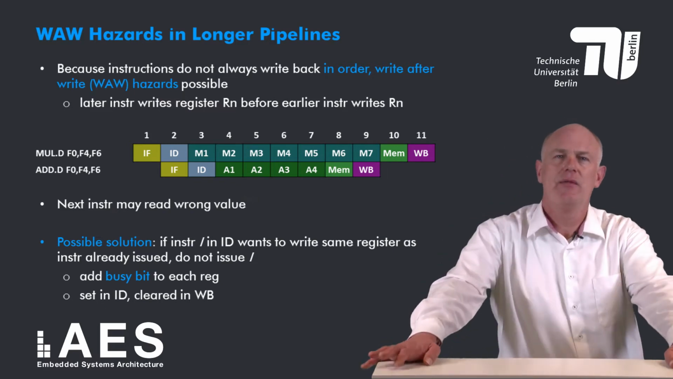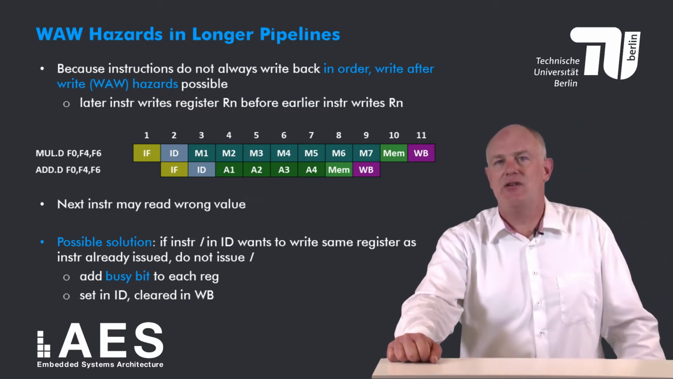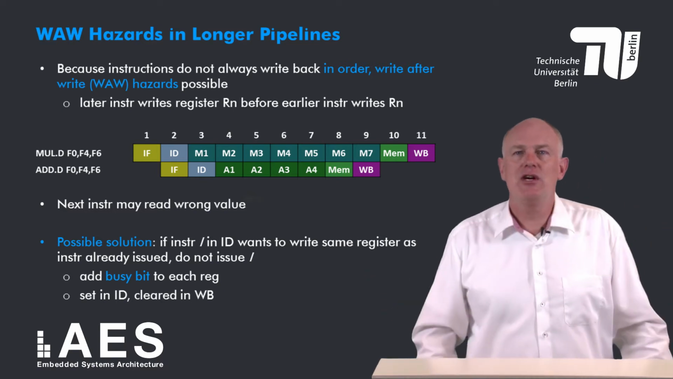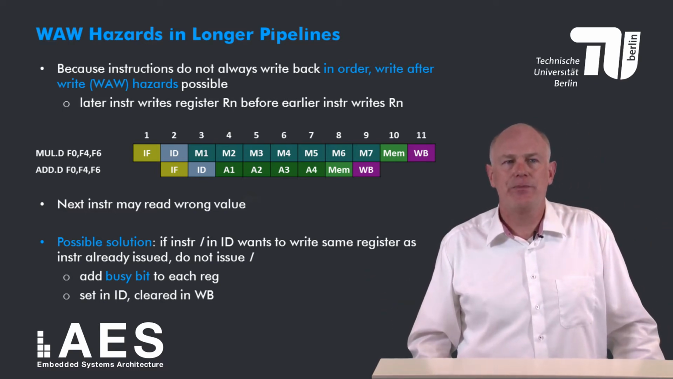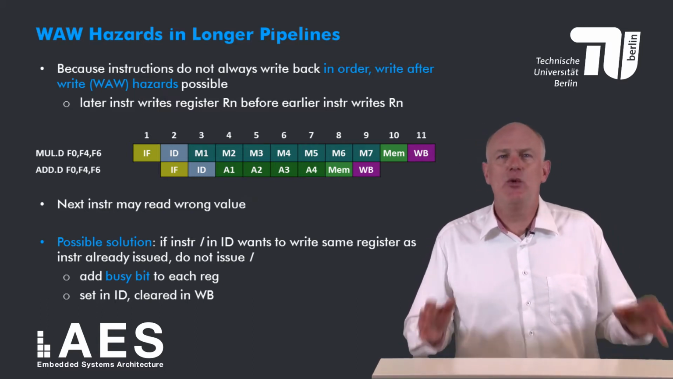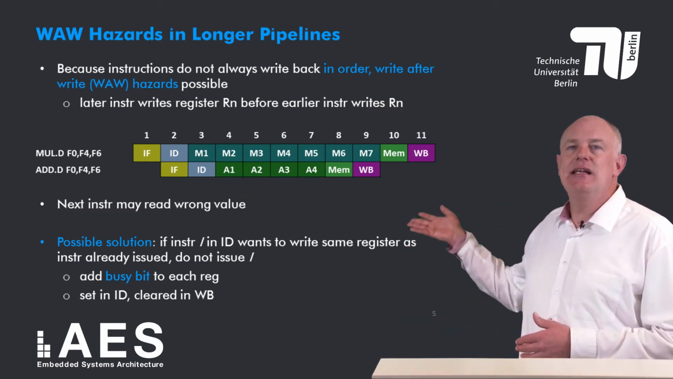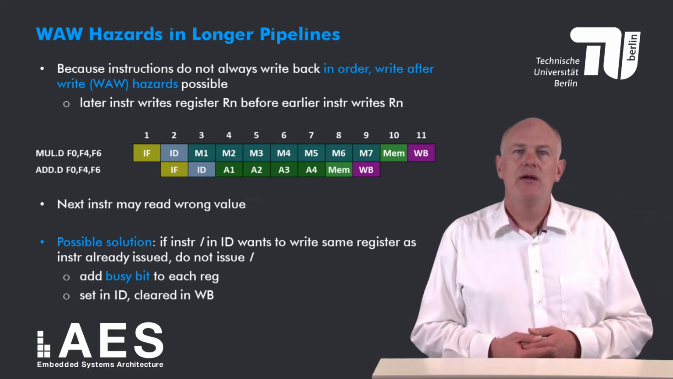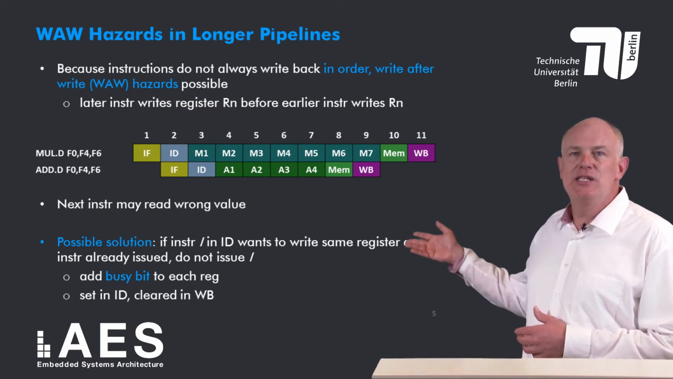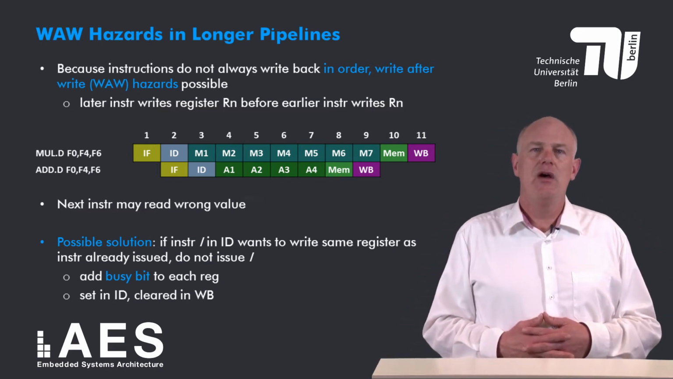is currently in flight. This means that if an instruction in the decode stage wants to write the same register as an instruction that has already been issued, we should not issue the first instruction to its functional unit. One way, but not necessarily the best way to implement this, is to add a busy bit to each register. This bit is set in the decode stage and it is cleared in the write back stage. In the example on this slide, the add double only needs to be stalled for 3 cycles instead of the full latency of multi-cycle operations.